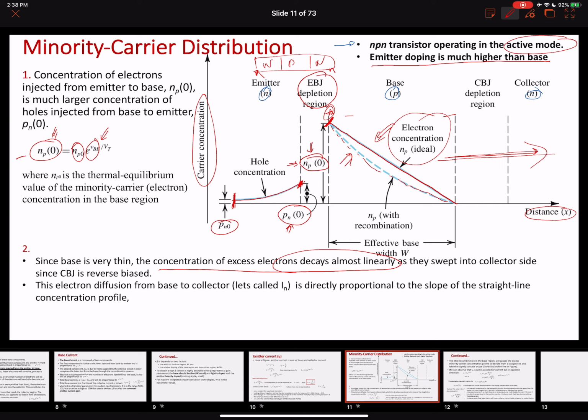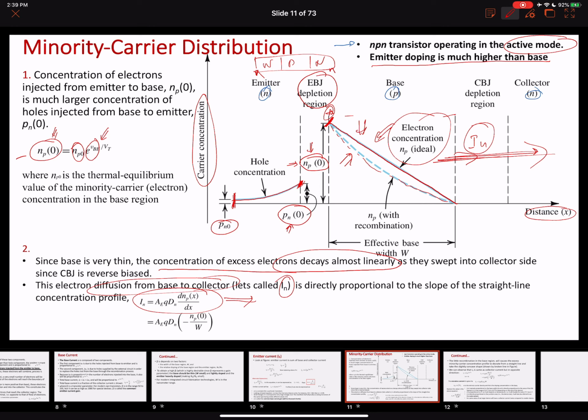Now, these electrons that were diffused from the base region to the collector region, let's call this current IN. We can calculate this current IN by using this equation. You can also find a similar equation in chapter 3, when we were discussing the PN junction and semiconductors. We can find this equation by taking the slope of this linear line.